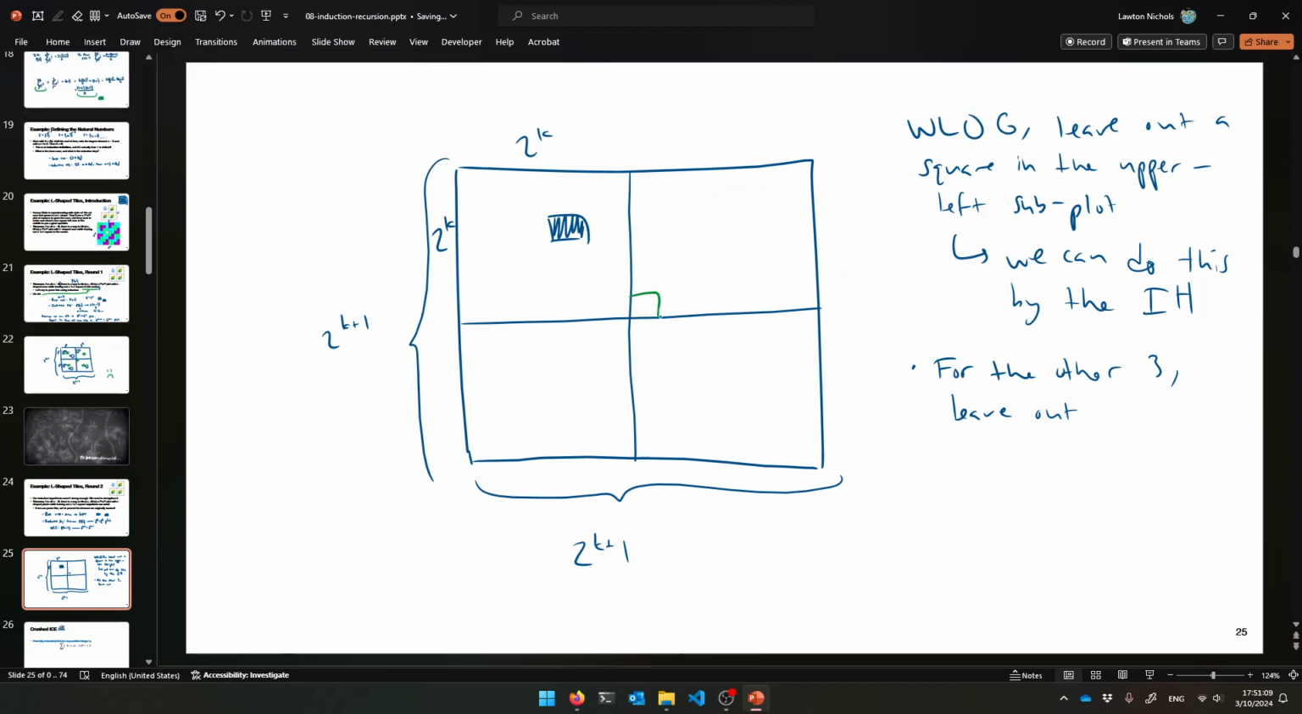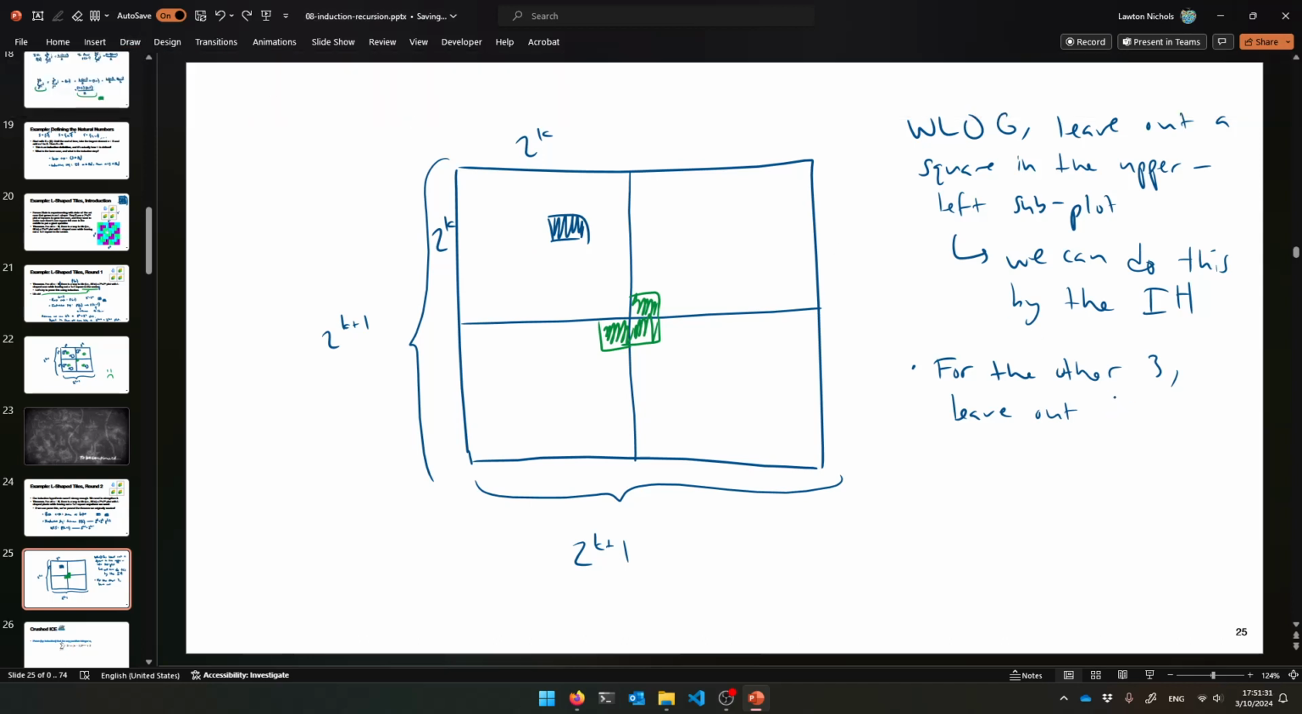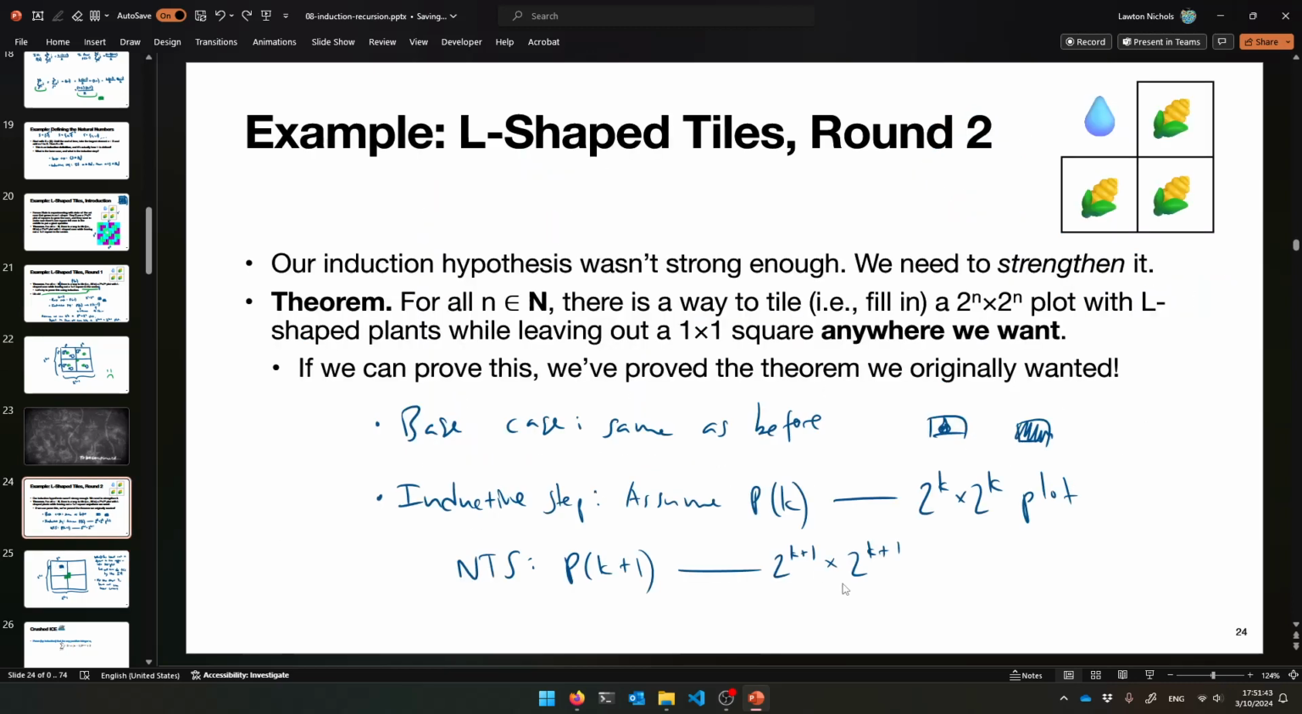For this one, right here for this one, and right here for this one. By the inductive hypothesis, I can leave out a tile anywhere I want. I want to leave out these particular tiles, because look at what they look like together now with that empty space. I could shove another L-shaped piece right there. See that? So for the other three, leave out those inner corners, because now you can tile it. Do you see that? Leave out the inner corners, and then you can put another L-shaped tile here, and you've left out your one square. See that? We've done exactly what we set off to do.